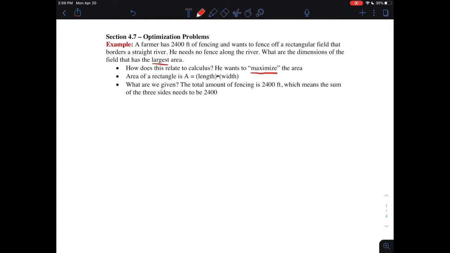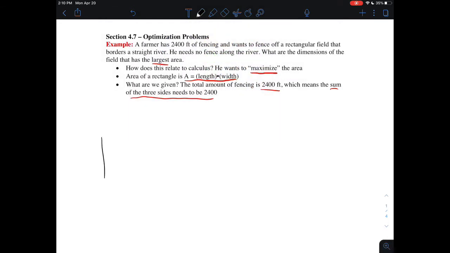So some other ideas that we can see is we know that the area of a rectangle is length times width, so we may need that. We're also given that the total amount of fencing is 2,400 feet, which means that the sum of the three sides of the rectangle, since the fourth side is the river, needs to be 2,400. This also relates to the idea of perimeter. So there's a couple of things that might help us with this.